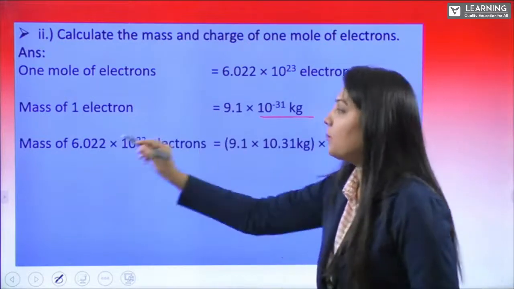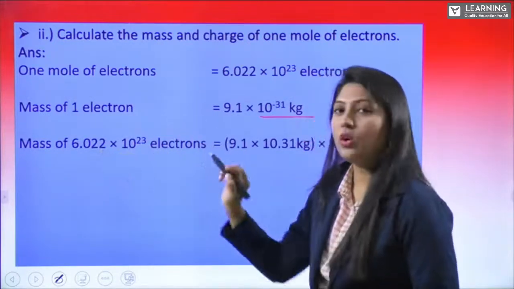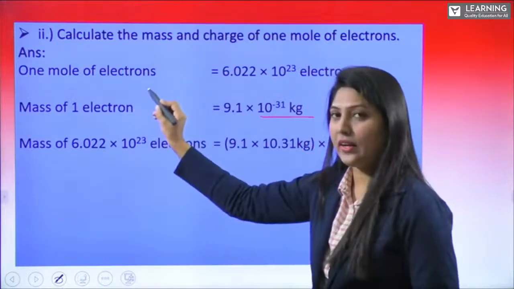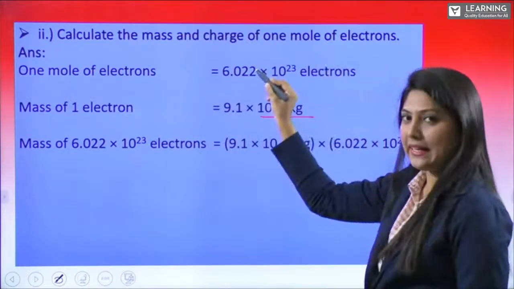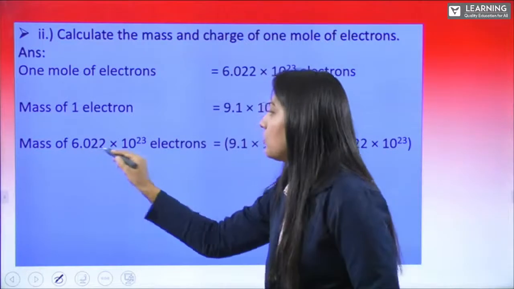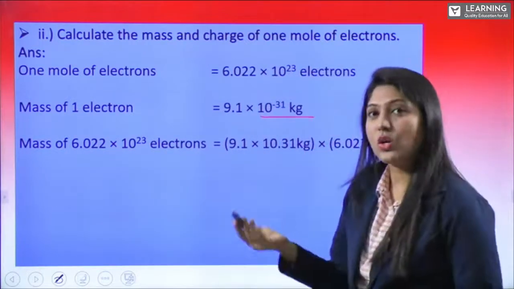Here again, the mass of 1 mole of electrons. 1 mole of electrons is equal to these many electrons. So we can say the mass of these many electrons is equal to how much?